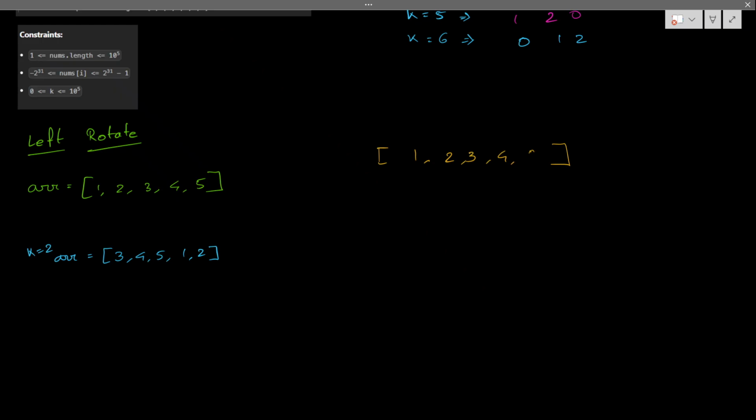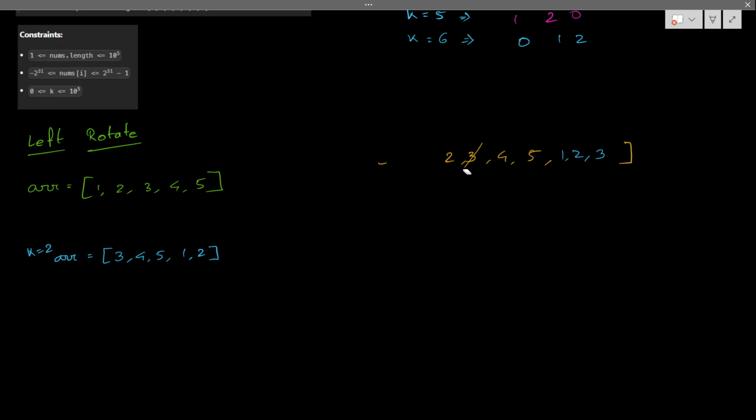So if I take a queue like this, 1, 2, 3, 4, 5, and I pop the first element and add it at the back, we get 2, 3, 4, 5, 1. This is after my first rotation. If I pop 2 and add it to the back, this is my second rotation. If I pop 3 and add it to the back, this is my third rotation, isn't it? So this is one way we could do that.